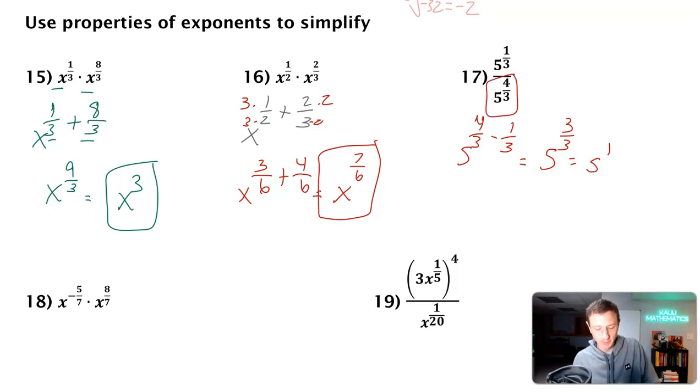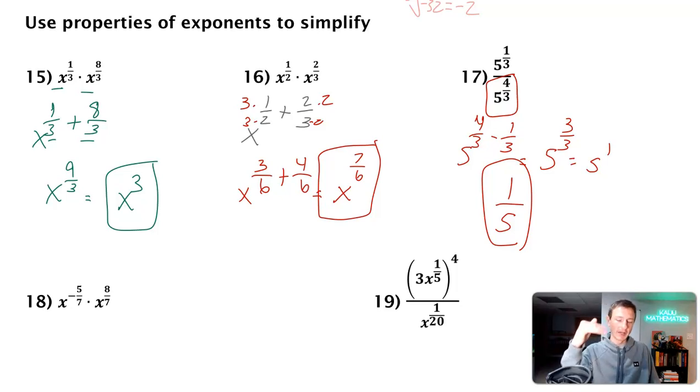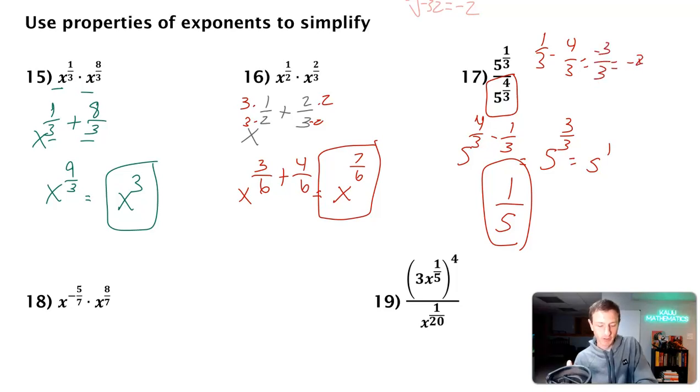Where was my bigger exponent? It was in the denominator. So for this one, I should get 1 over 5 to the first, which is just that. So 1/5. And if you did top minus bottom, you do 1/3 minus 4/3. 1 minus 4 is negative 3. Negative 3 over 3 is negative 1. So then it would be 5 to the negative 1. Bring that down, 1/5. So a number of different ways you could do that one.